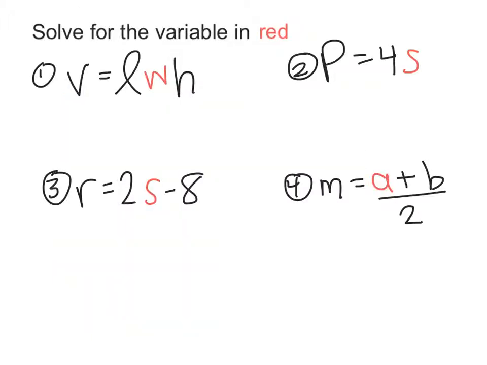Try the problems below on your own, and you're solving for the variable in red. In case you're colorblind, the variable in problem number 1 is the W. In problem 2, you're solving for S. In problem 3, you're solving for S. And in problem 4, you're solving for A. You got this. Good luck.